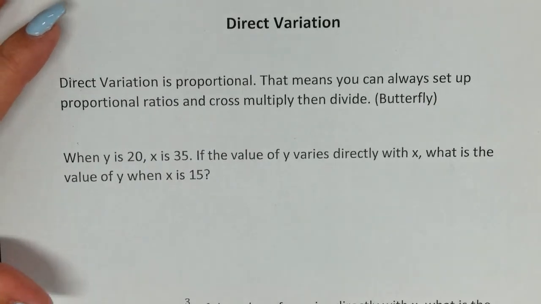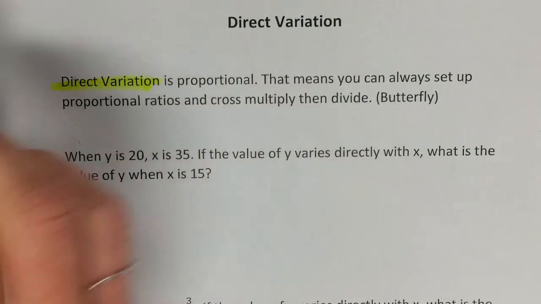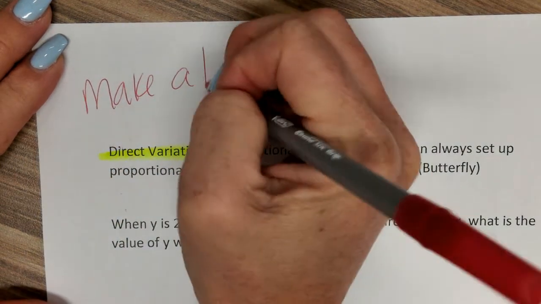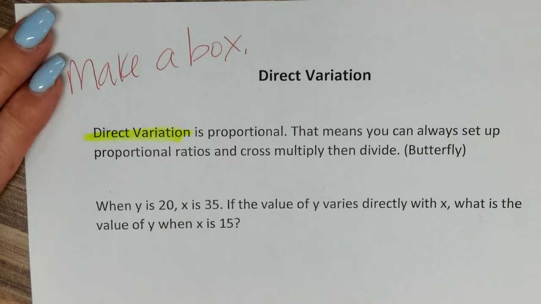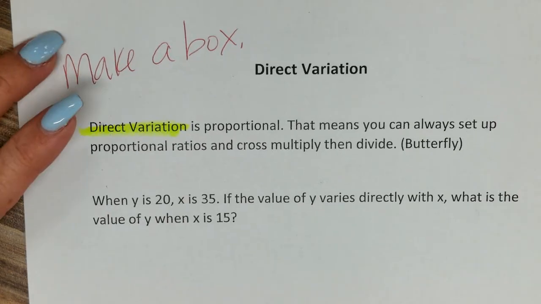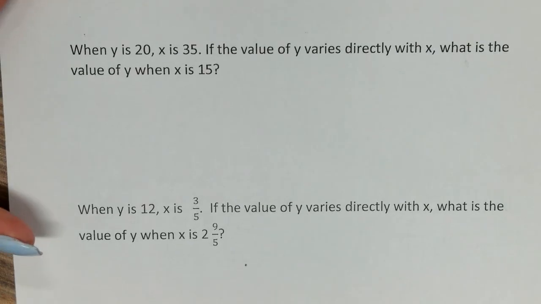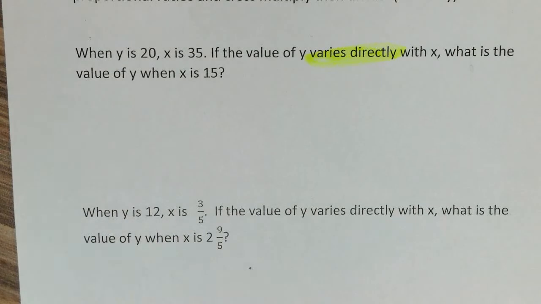Okay, flip to the back and we're going to go over direct variation. Who can tell me when you see the words varies directly, what do you do? You make a box. And then you cross multiply and divide. So today's should be super, super easy. All right, so look at the first example. When y is 20, x is 35. If the value of y varies directly, so if I'm on the STAR test and I see that word varies directly, I'm going to stop reading and I'm just going to make a box.